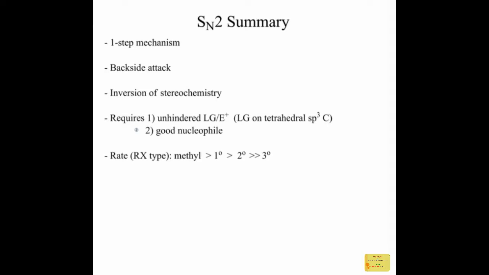And what are the things that are required for the SN2, where maybe we could predict that an SN2 is going to happen? Well, we need an unhindered electrophile. The carbon bearing the leaving group has to be unhindered in order for that backside of the carbon to be available. The leaving group has to be on a tetrahedral carbon. So, when we're picturing this inversion of stereochemistry in the backside approach, it's implying that we have a tetrahedral carbon. This is for alkyl groups to undergo SN2s, and it has to have a good nucleophile.